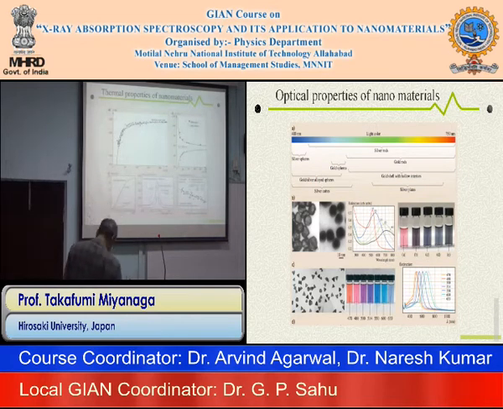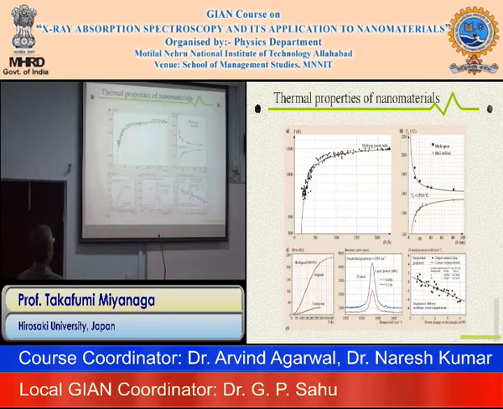Next, the second property is the thermal properties of nanomaterials. The big factor is the diameter of the particles: the smaller the particles, the lower the melting point they show. In this case, I'm sorry, I need to check what material this one is.